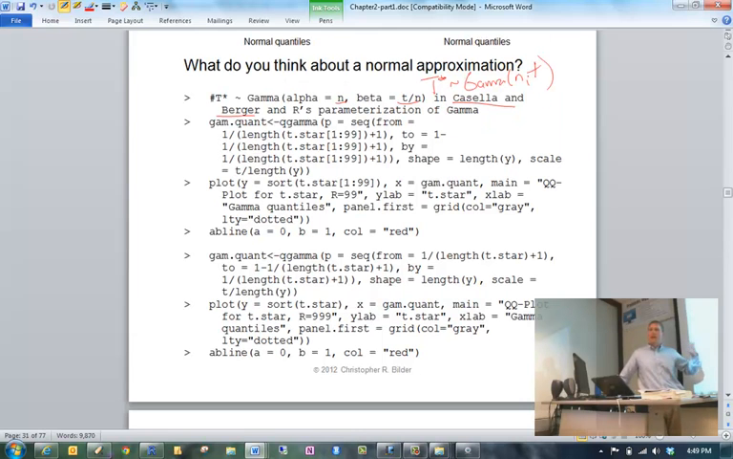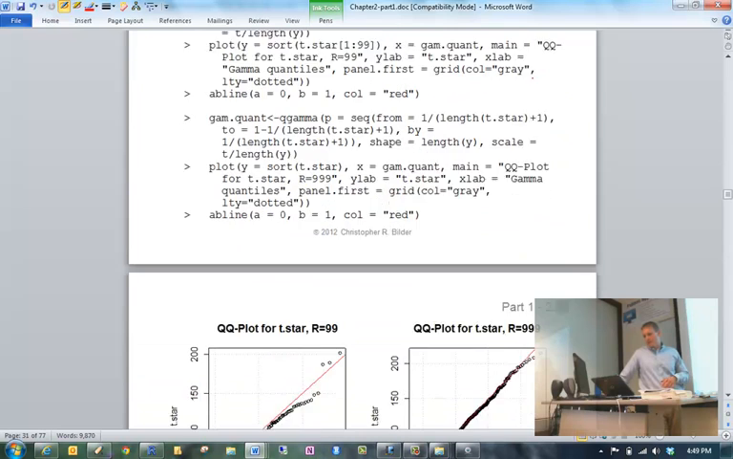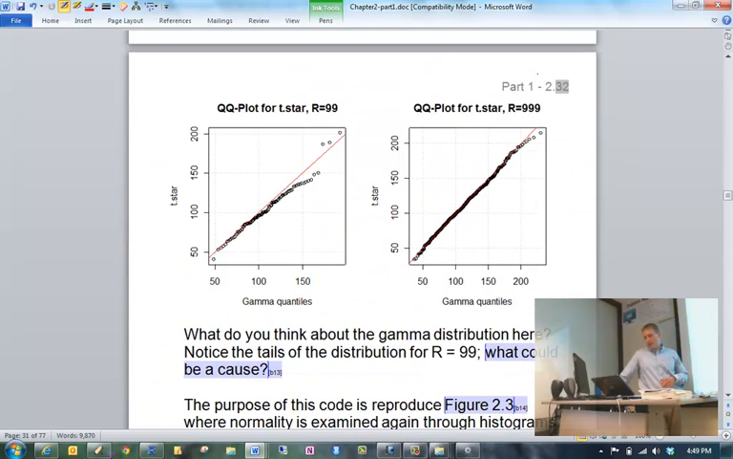So I do the same kind of plot using quantiles for a gamma instead. This is what I get. What do you think for r equal 99? So I'm using the first 99 resamples here. Yeah, I might be a little worried here, but again, that shows you, you got to be careful with these QQ plots.